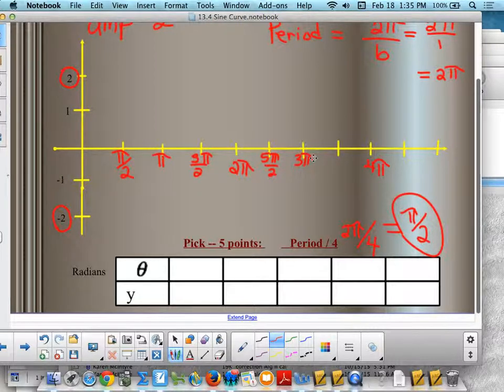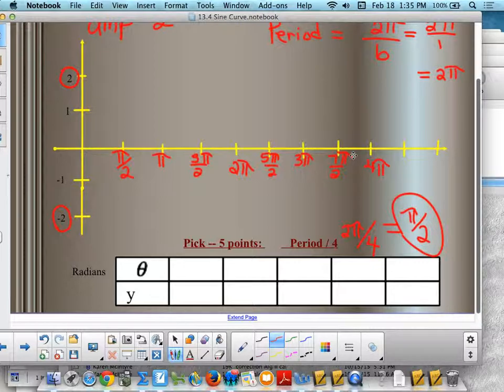Then what? Is that 7 halves? 7 halves pi. Then what? 8 halves. That's just 4 pi. Okay. I really do care about the first 4. After that, you guys could have skipped that, just put 3 pi, just put 4 pi. Okay? Just to make it easier for you.